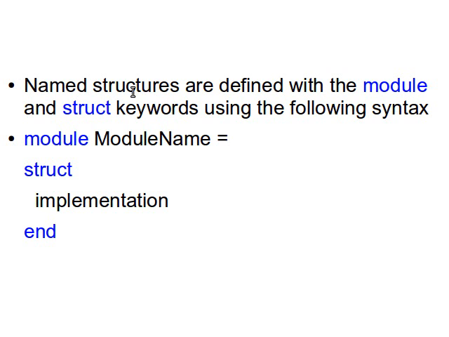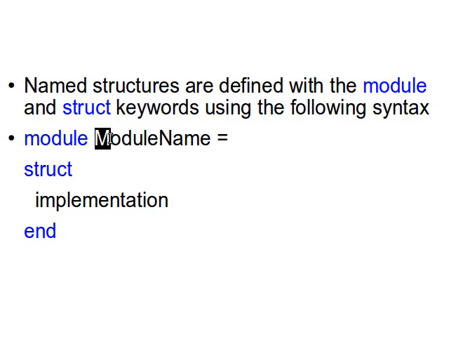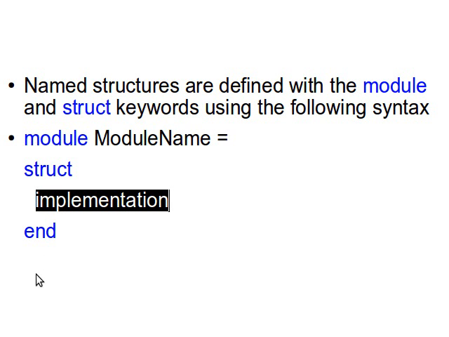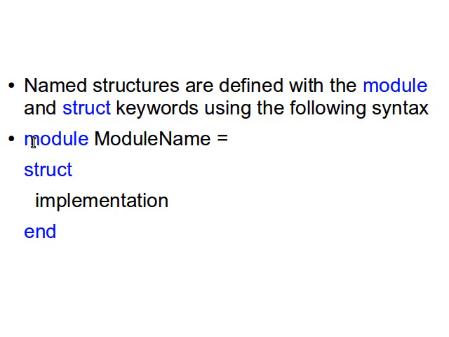Now, the way we do it is with the keyword module and then the keyword struct, and the syntax looks like this: module, and then we give a module name. Notice that it must always start with a capital letter, and then struct, and then end. Inside that we have our implementation, as you can see. So this is what the syntax looks like: module, with a lowercase m, but for the module name we need to always start it with a capital letter, and then struct. Inside it we have our own implementation, and then we end it.